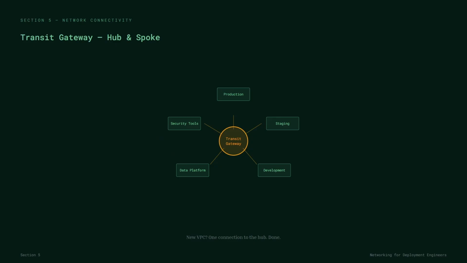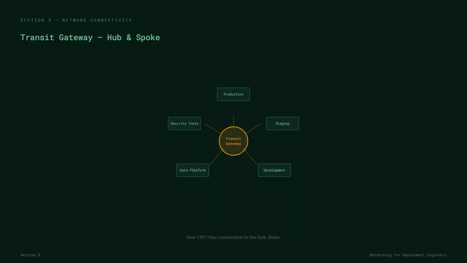Hence, we have a transit gateway, which has a hub and spoke type of architecture. This is what large clients actually run. A transit gateway is a central hub. Every VPC connects to the transit gateway, not to each other. The transit gateway handles all the routing between them.